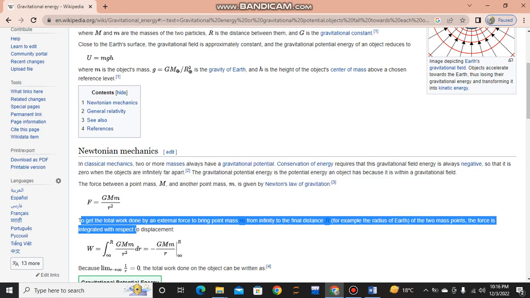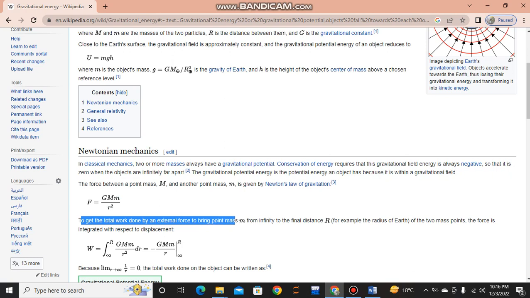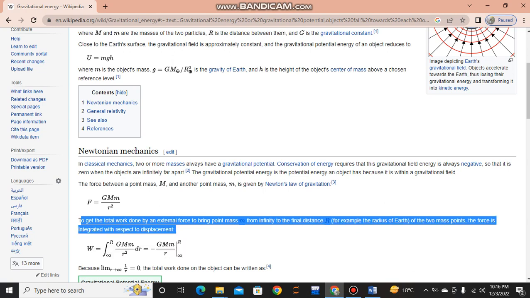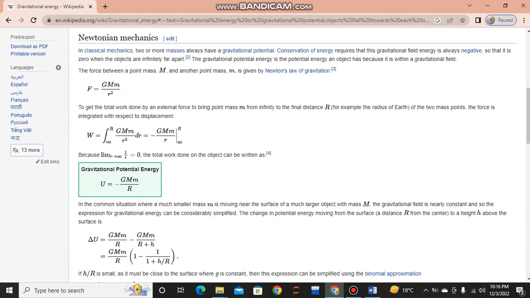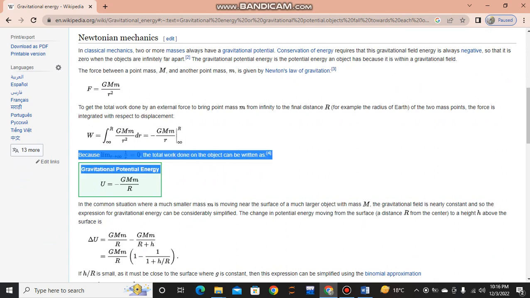To get the total work done by an external force to bring the point mass m from infinity to the final distance r, for example the radius of the Earth, of the two point masses, the force is integrated with respect to displacement. W is equal to the integral from r to infinity of G M m over r square dr, which is equal to minus G M m over r. After that, because as r goes to infinity, 1 over r is equal to 0, the total work done on the objects can be written as U is equal to minus G M m over r.